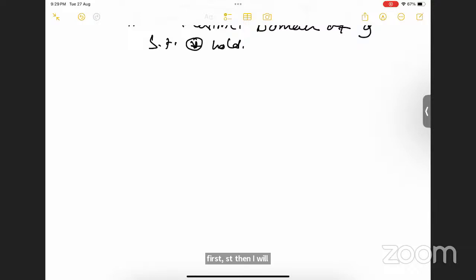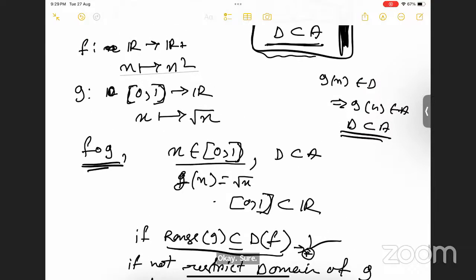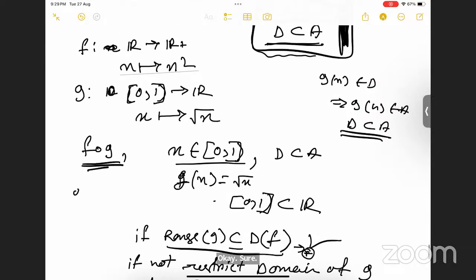Ma'am, can we take the same example? f of x is equal to x root x and g of x is x square or whatever it was. Ma'am, please do the composition stepwise. I am really not getting it.